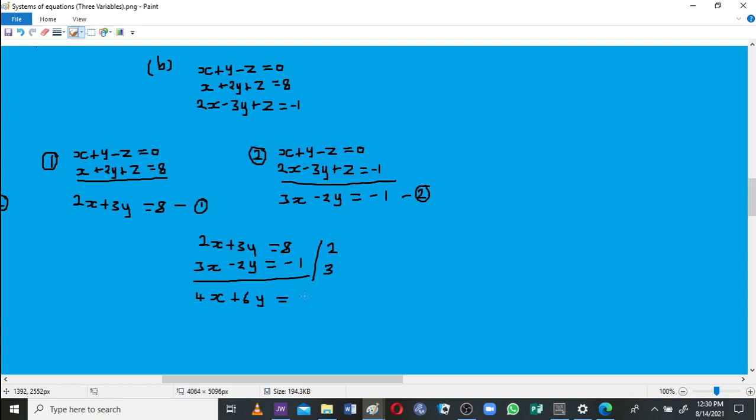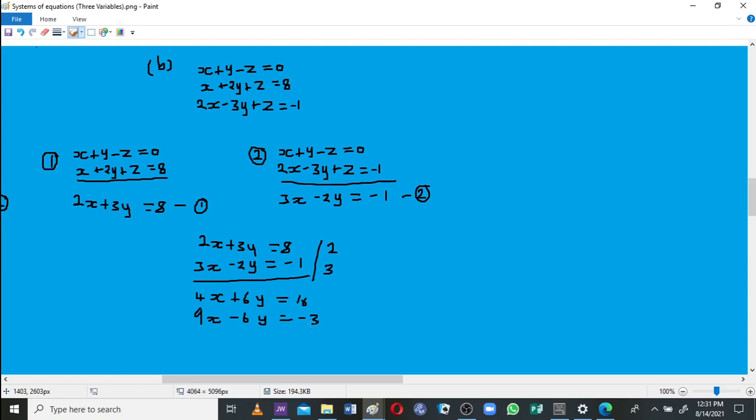And then I'm going to multiply here: 3 times 3x gives me 9x. Then I multiply 3 times negative 2y, which gives me negative 6y, is equal to negative 3 times 3? No, 1 times 3, which gives me negative 3 again. So that gives me negative 3.